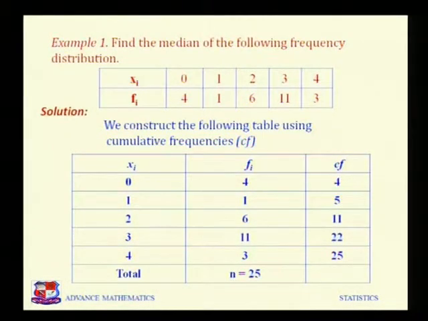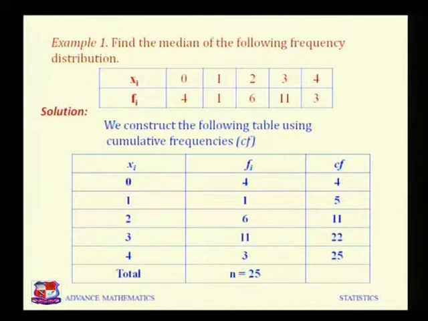CF जो होता है वो fi का total होता है, जिस observation, xi की जिस value की हम बात कर रहे हैं, वहाँ तक. अगर xi 2 पे हमें देखना है तो xi 2 तक जितनी भी frequencies आती हैं उन सब का total. जैसे xi is equal to 3 तक हम देखते हैं तो 4 plus 1 plus 6 plus 11, that is 22, तो CF वहाँ पे 22 आएगा, and last में सभी frequencies का total होगा, that is 25.